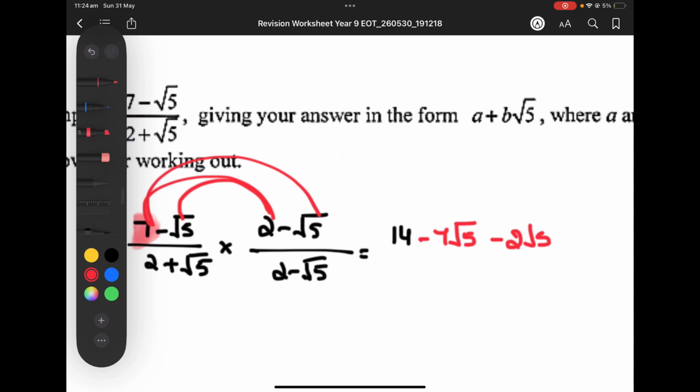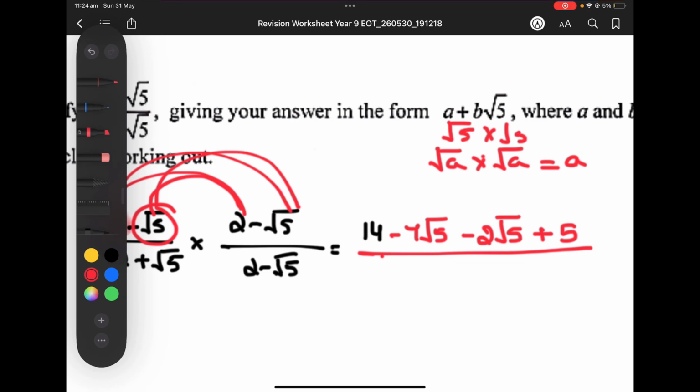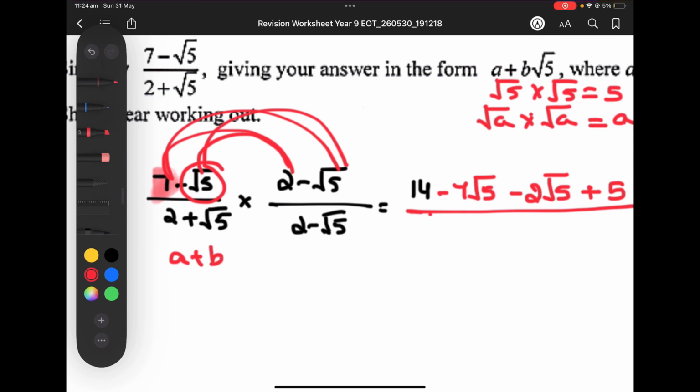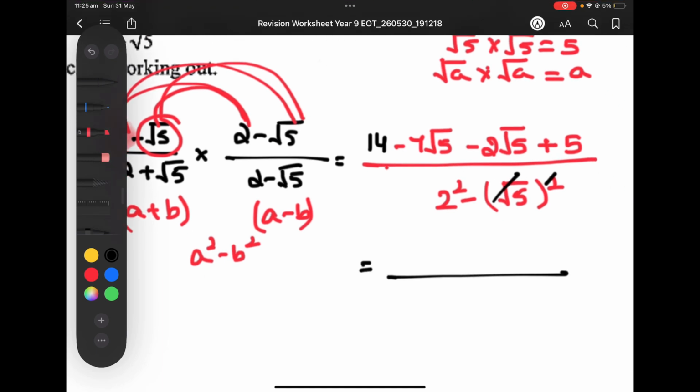minus 2 root 5, and then this root multiplies with the 5 term, so it becomes minus into minus plus. Root 5 into root 5 is 5. There is this thing, root a times root a is equal to a. So here root 5 times root 5 is equal to 5, not 25. Then in the denominator it is in the form of a plus b times a minus b, which is equal to a square minus b square. So a square is 2 square minus root 5 whole square. Then this square root and the square get cancelled. We are left with 4 minus 5 in the denominator.